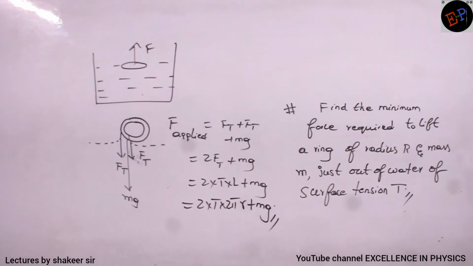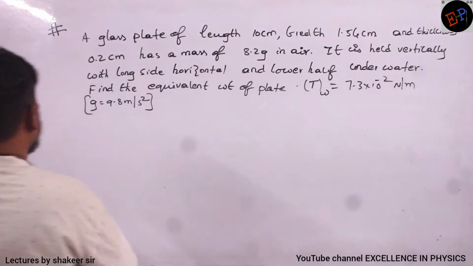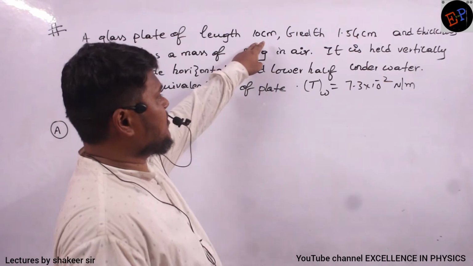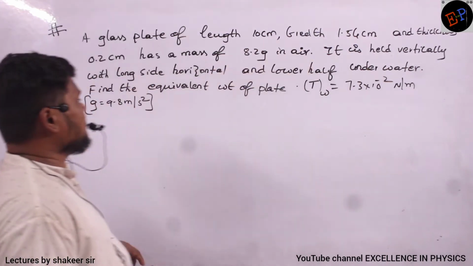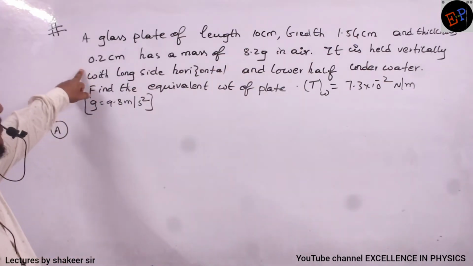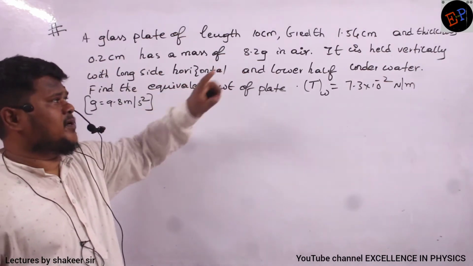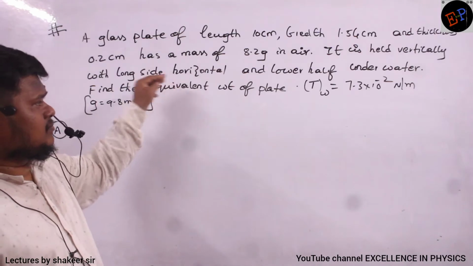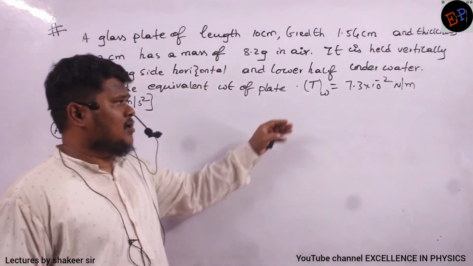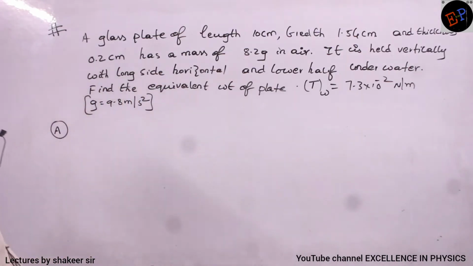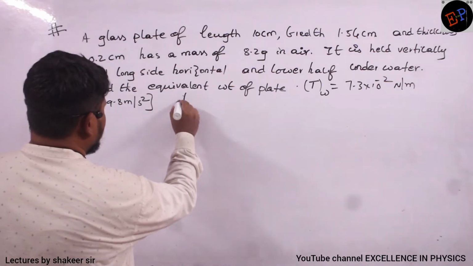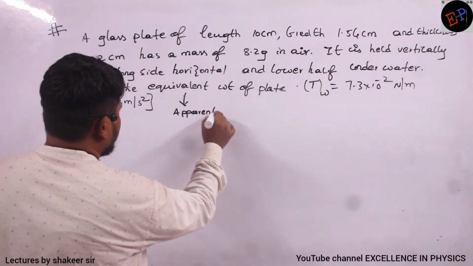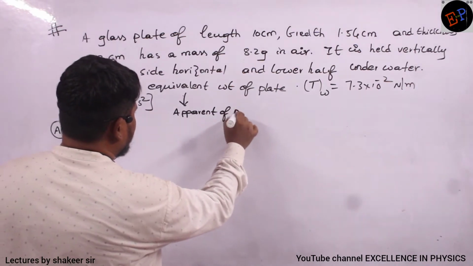Okay, Sima. So here the question is that a glass plate of length 10 centimeter, breadth 1.54 centimeter, and thickness 0.2 centimeter has a mass of 8.2 grams in air. This is held vertically with a long side horizontal and lower half under water. Then find the equivalent weight of the plate. Equivalent weight is nothing but the apparent weight of the plate.